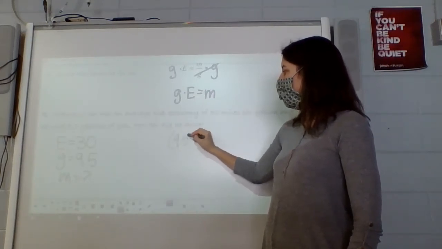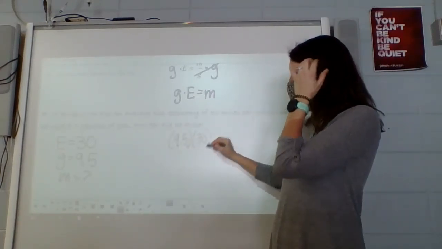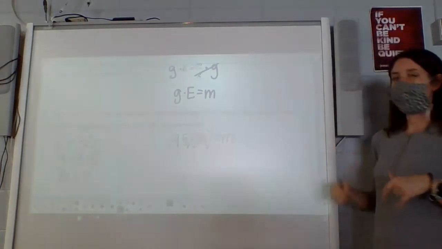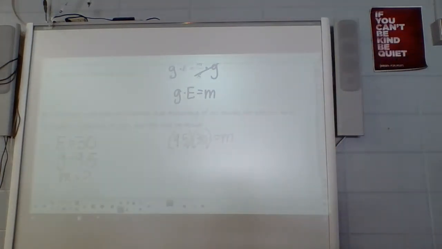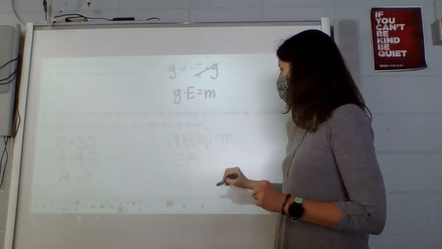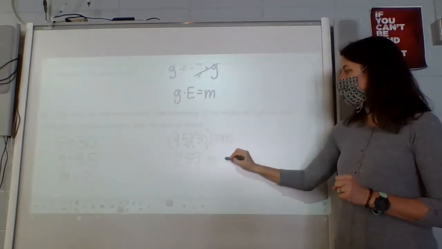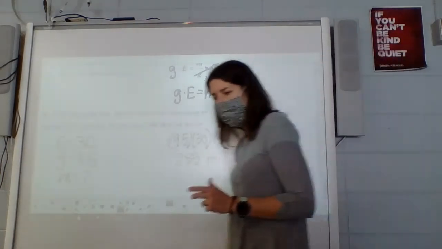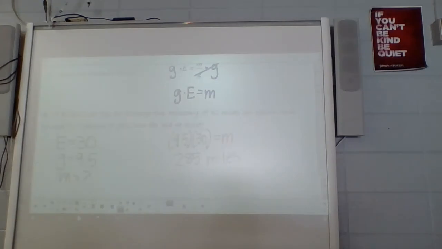So I'm going to do 9.5 times 30, and that will give me M. That'll tell me how far he drove based off the number of miles per gallon and his gallons, like how far he can go on his one gas tank. So what did we get then? 285? And that is miles. So he can go 285 miles on 9.5 gallons at 30 miles per gallon.